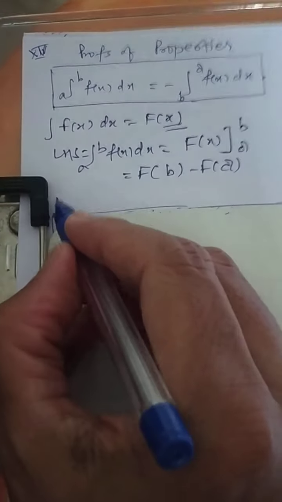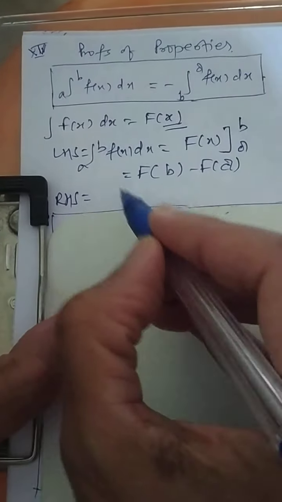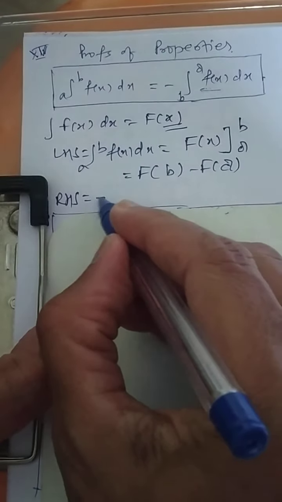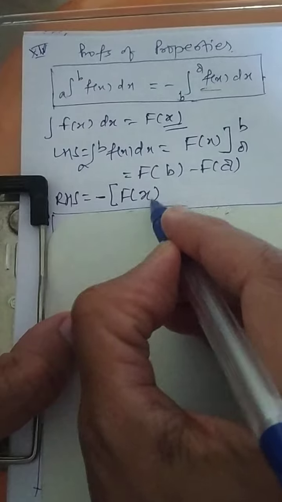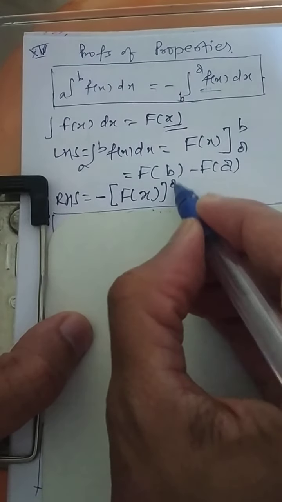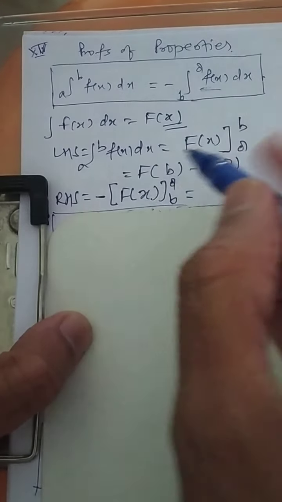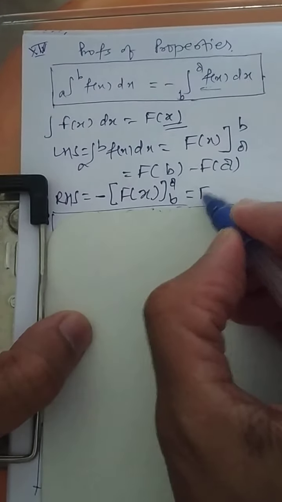Similarly, repeat the same procedure for the right hand side. This minus will be over here. Integration will be capital F of x. Upper limit, now there it is a and b. If you put this value and open, you will get the same answer. Therefore, this is the property.